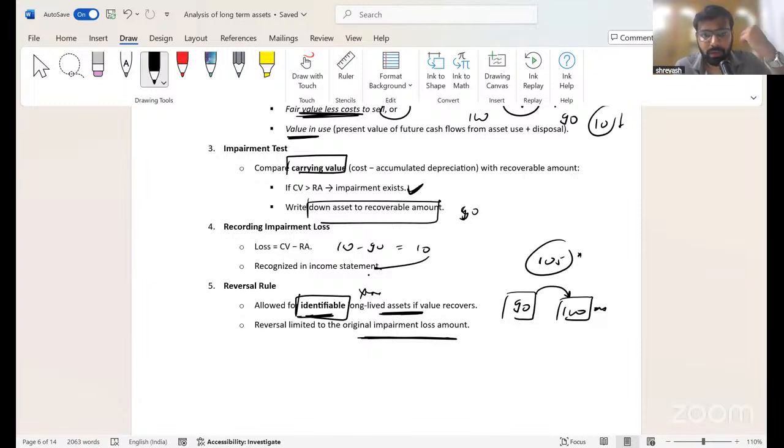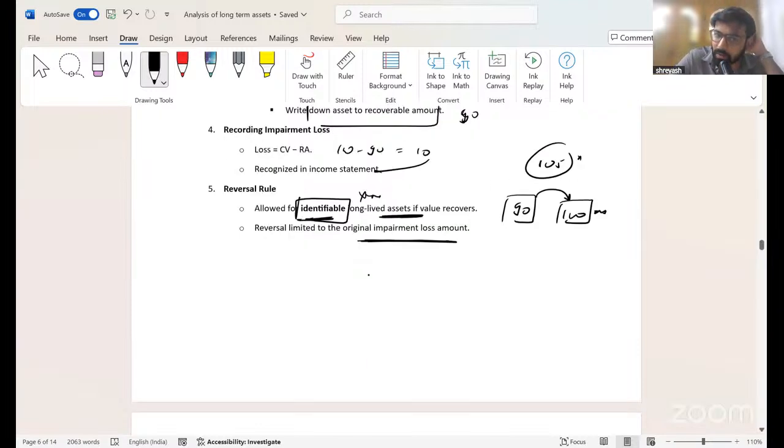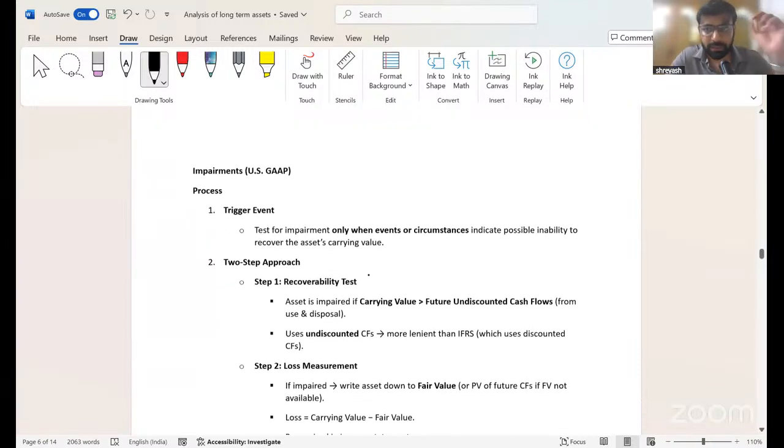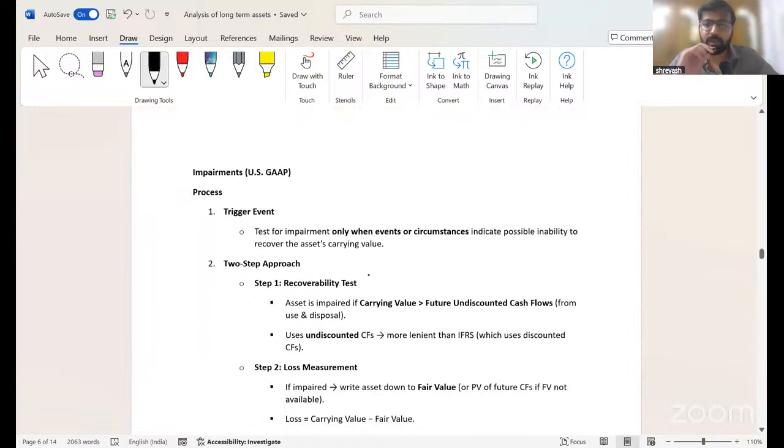Right, that is what it is. And reversal is allowed only for identifiable long-lived assets and for nothing else. That is what your reversal rule is. So how does impairment work in US GAAP? Now in US GAAP, impairment is a little complicated, but you have to understand there exists a trigger event here as well. What is a trigger event? It indicates that there might be impairment, right?